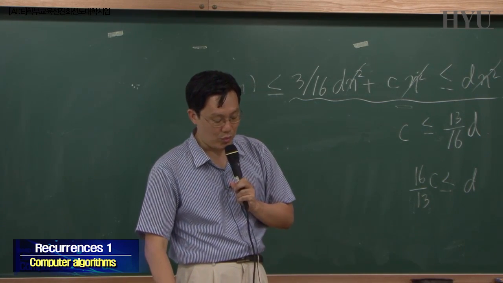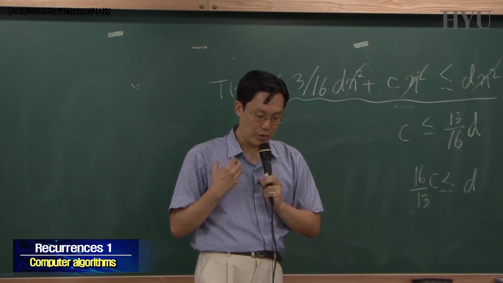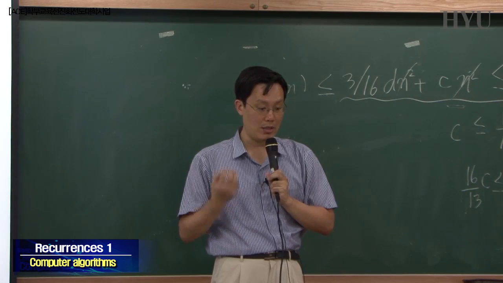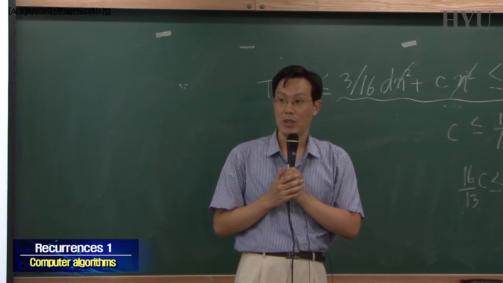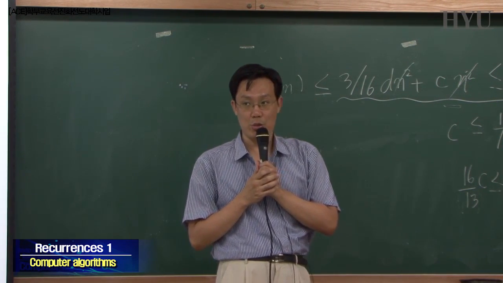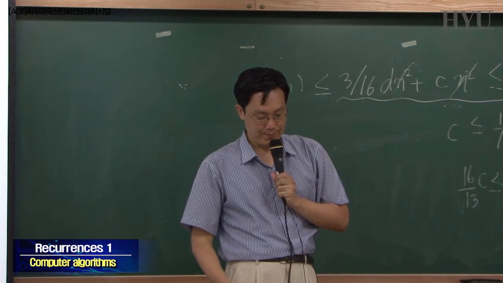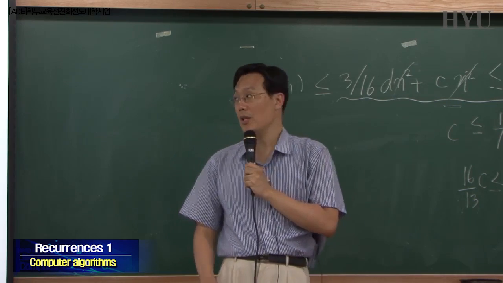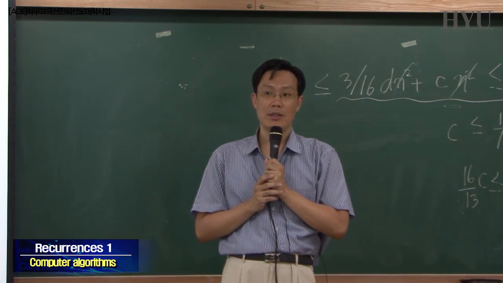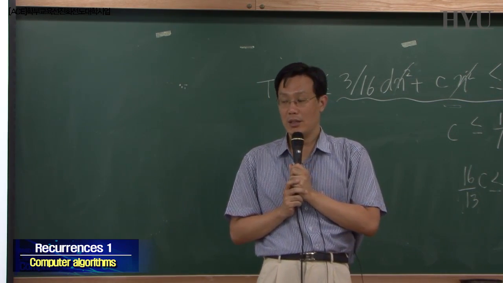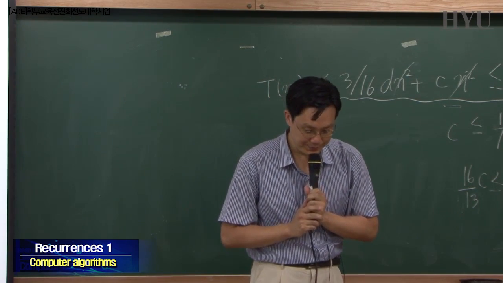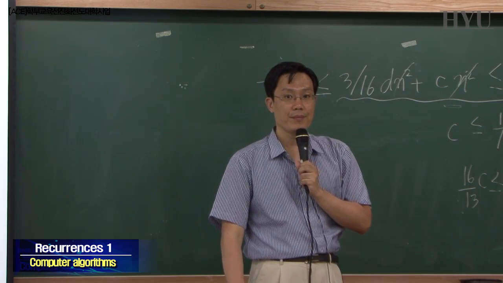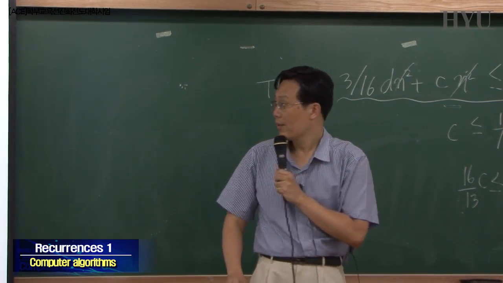Okay, now we show that T of n is omega of n squared and big O of n squared. So it is theta of n squared. Okay, I'll explain this with another example in the next lecture. Any questions? Okay.